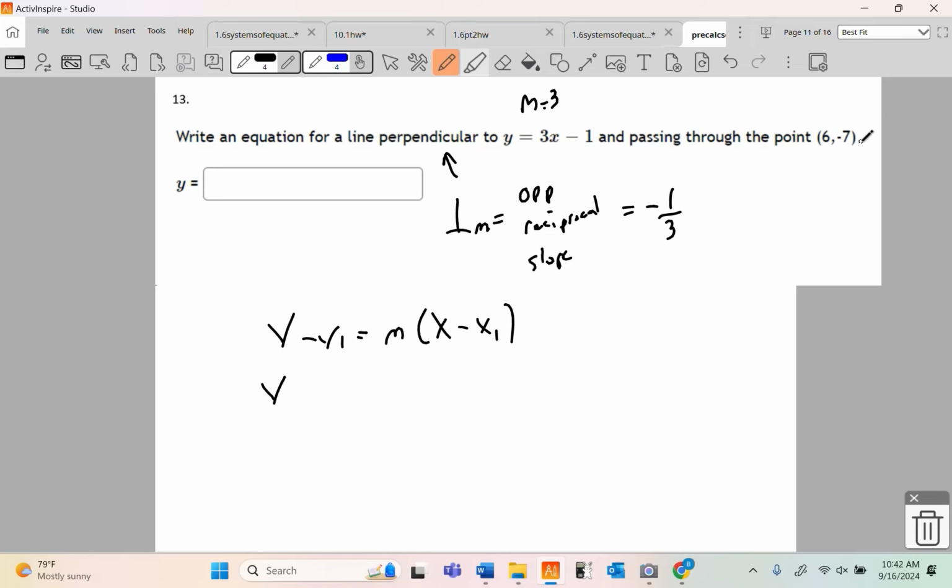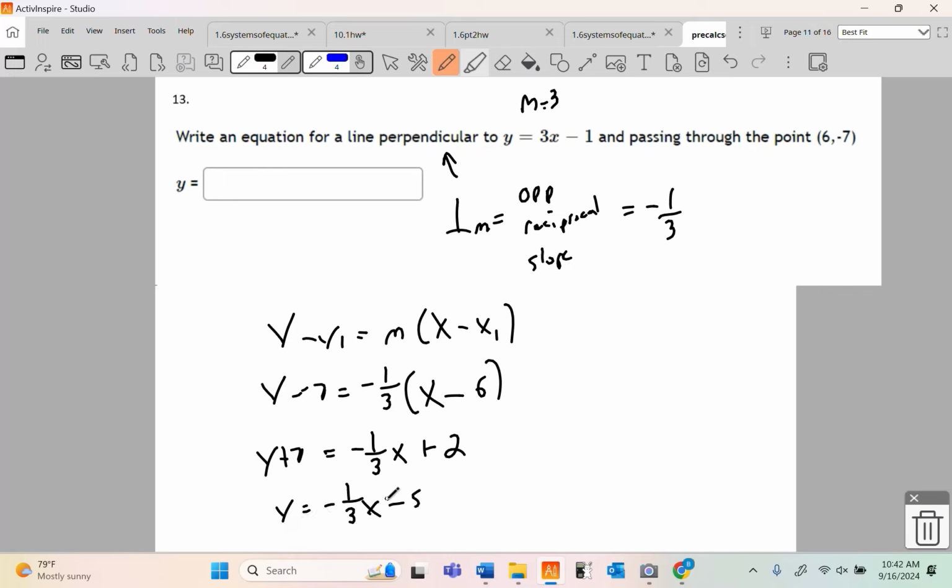Let's see, we have y take away a -7 equal to -1/3 of (x minus 6). So y plus 7 is -1/3 of x. Negative times negative is positive, plus 2. And we're just going to subtract 7. 2 minus 7 is -5.